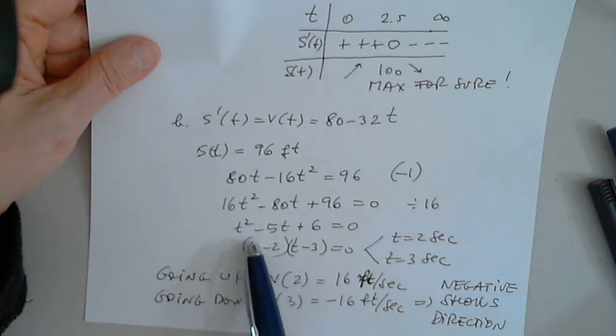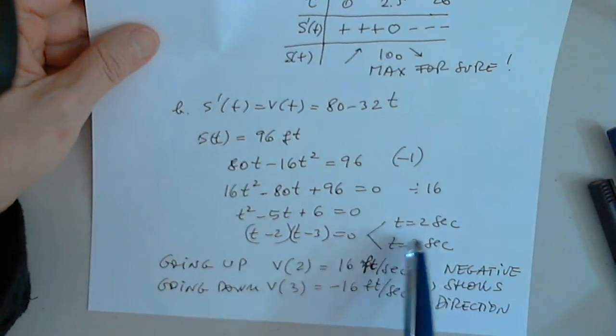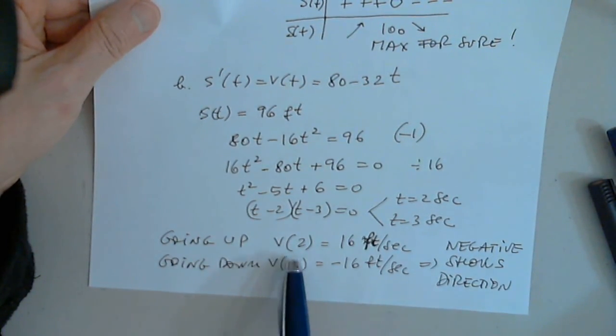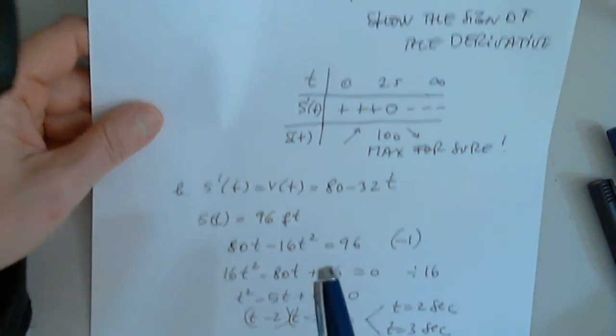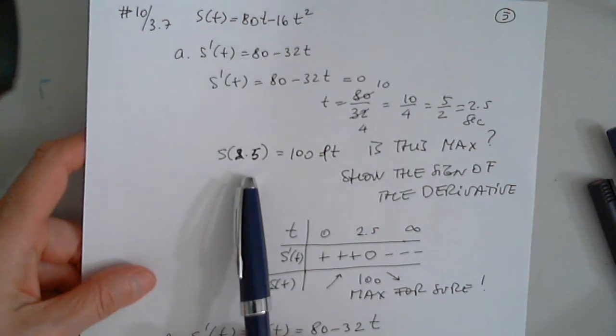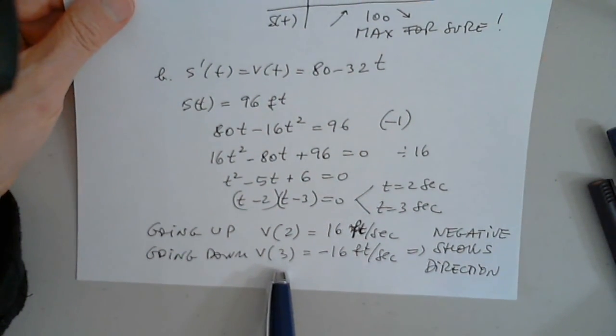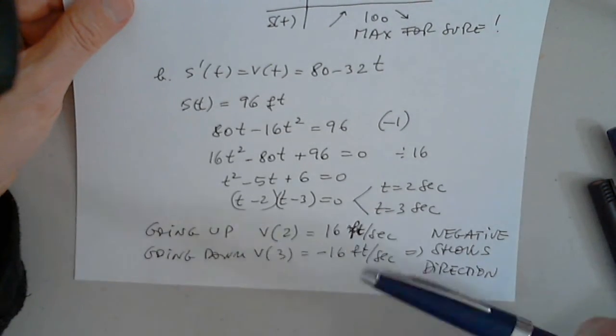I got this, t squared minus 5t plus 6. I factored, and I got 2 and 3. Going up, obviously, because it's 2 seconds, and going down because it's 3 seconds. Why is it going down at 3 seconds? Because the maximum is reached at 2.5 seconds. So obviously at 3 it is definitely going down.